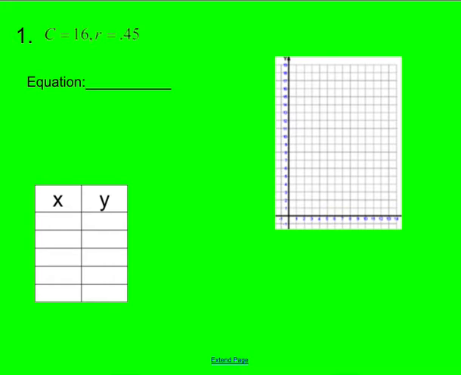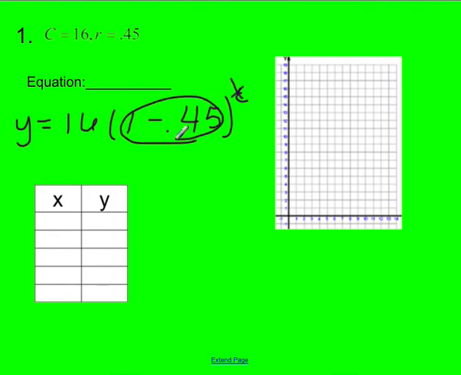All right, so let's take a look at this equation. C is equal to 16. So I'm going to set up a preliminary equation here. I have y equals 16 times (1 minus 0.45) raised to the t power, or the x power, because we're graphing, sorry. So that's going to be raised to the x power. Then we want to actually subtract that out, and when you do that, you get 0.55. So I get y equals 16 times 0.55 raised to the t or x power. It should be to the x power when we graph it.